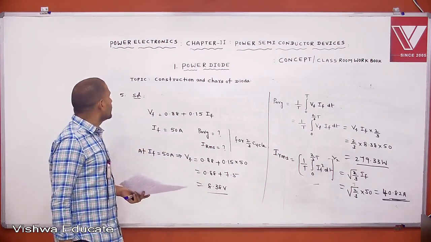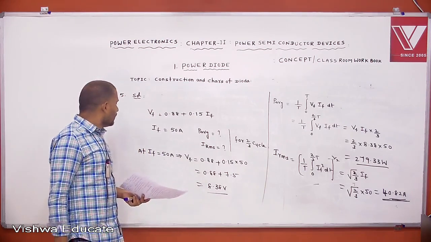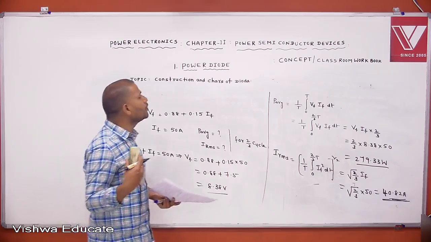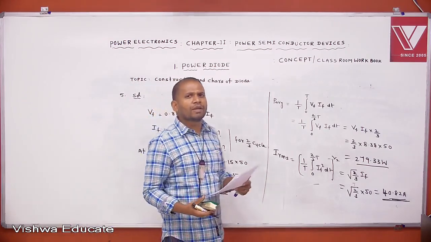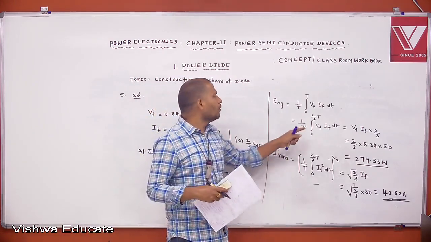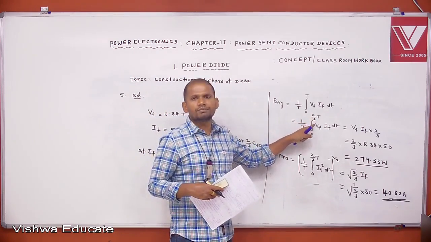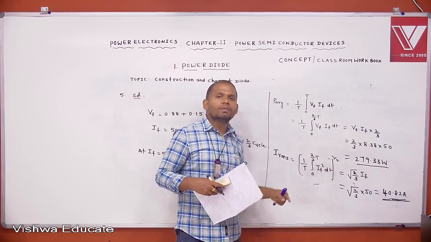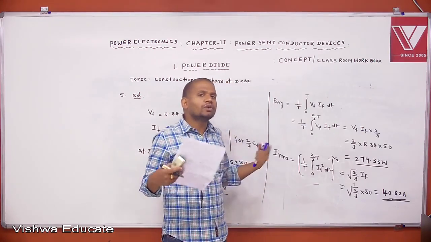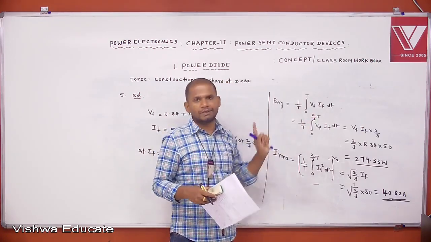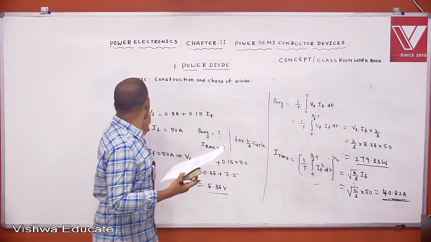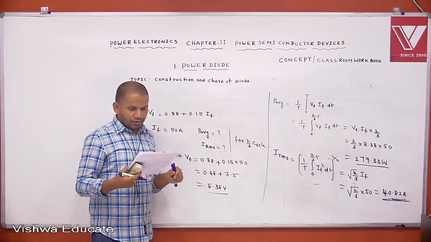This is about how to calculate, for a given characteristic, average power loss in 2 by 3 cycle. But if the question is framed to calculate only on 1 by 4 cycle, substitute 1 by 4 here. Here also you substitute up to 1 by 4 cycle. If it is not mentioned, calculate for the total time period, up to T you can calculate. Understood?